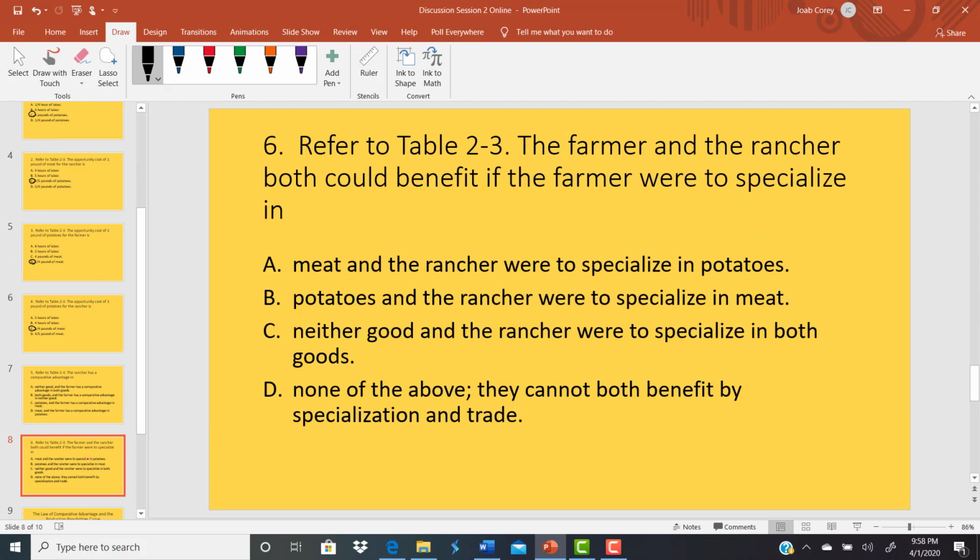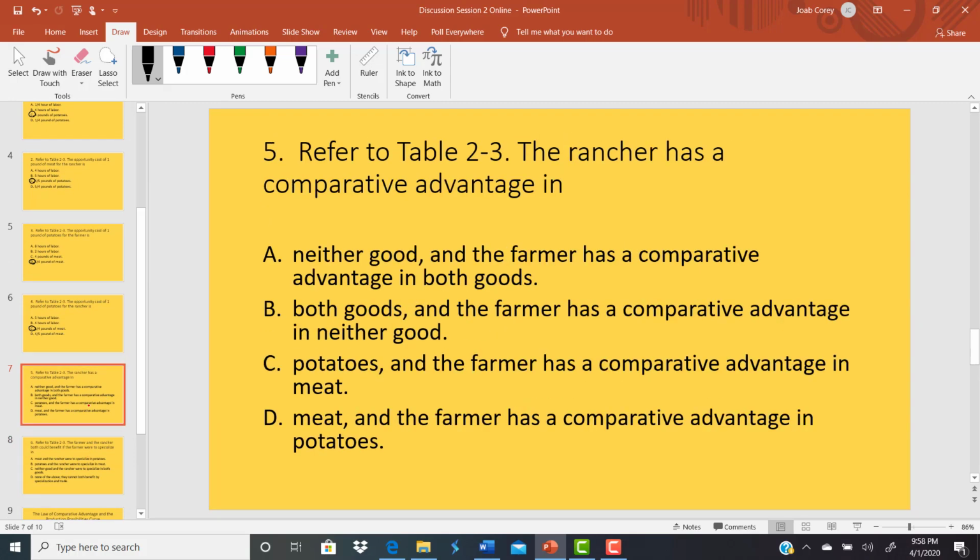So for this question here, the rancher has a comparative advantage when it comes to producing meat, and the farmer has a comparative advantage when it comes to producing potatoes.